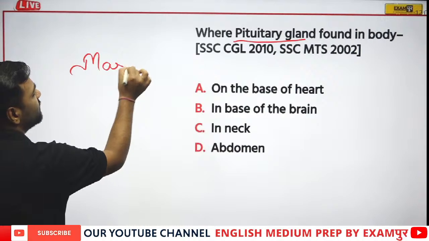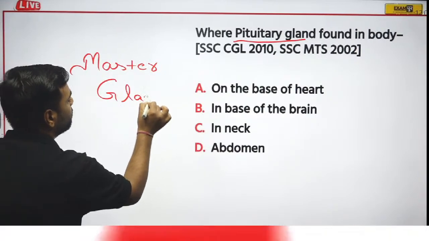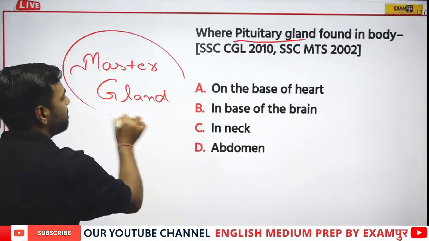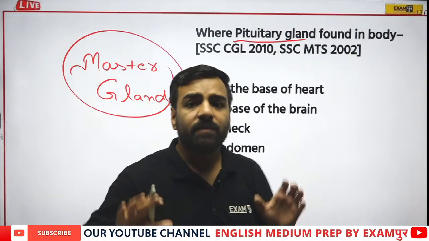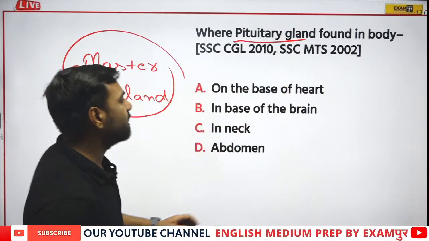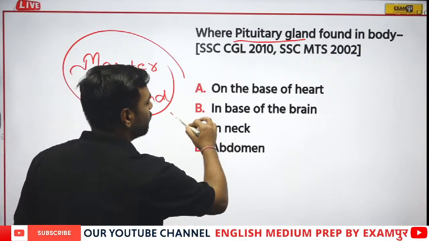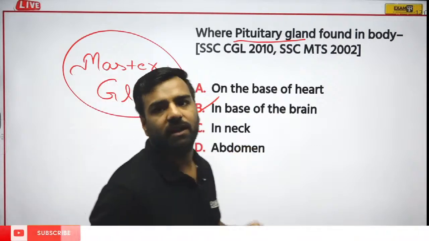One more question which is asked in the examination: which gland is known as the master gland? So the pituitary gland is actually known as the master gland. Now if I talk about its location, please remember it is actually located in our brain. So we can say that it is located at the base of our brain. That's why option B will be correct.